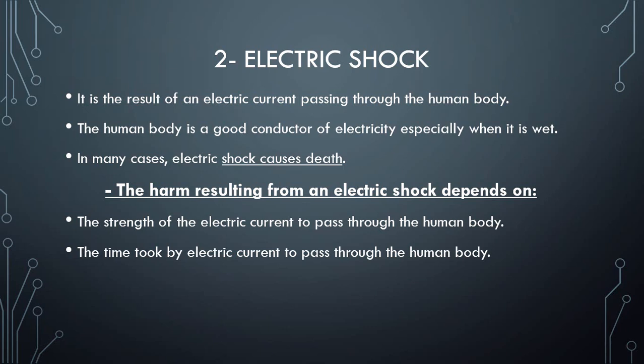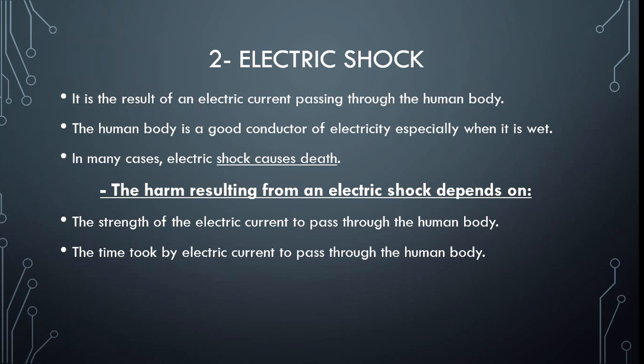The human body contains about 70% water, and just a few seconds ago we talked about how water is a good conductor of electricity. So the human body contains 70% water, so definitely the human body is a good conductor of electricity, especially when it's wet. In many cases, electric shock causes death.